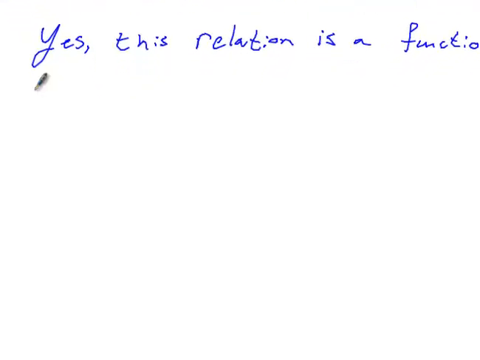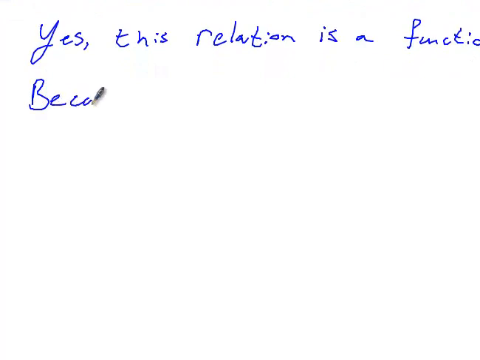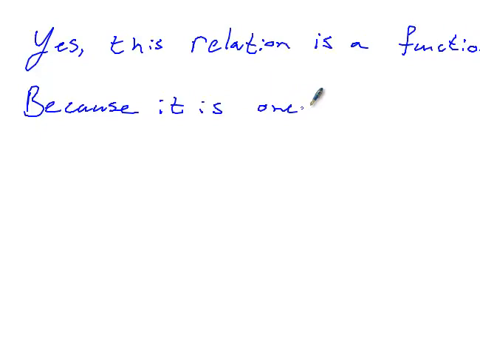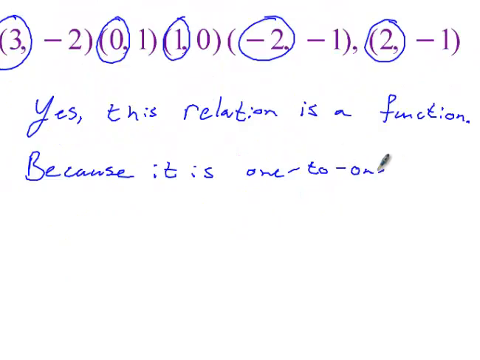Okay, so yes, this relation is a function because it is 1-to-1. Okay, and again, what that phrase means, 1-to-1, is for every input, we get exactly 1 output. So what we want to do is look at our x's and see if we have any repeats along the way. Here, we do not have any repeats, so it is a function.